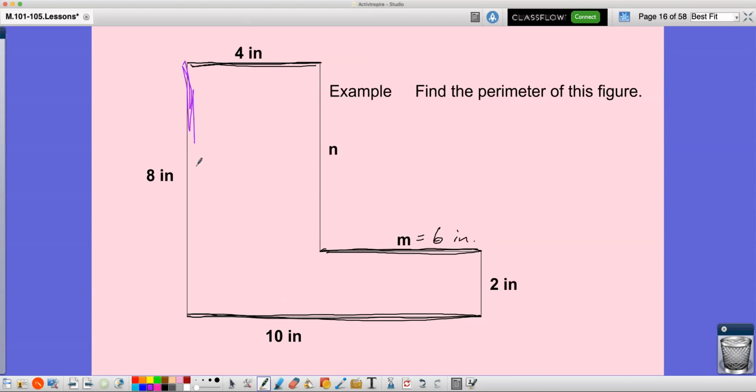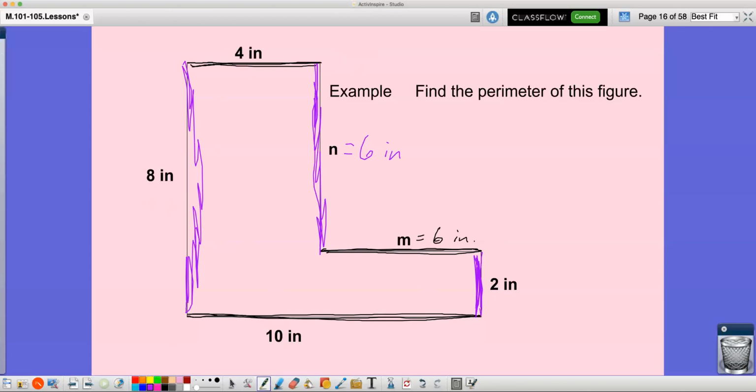For the vertical lines, let me just pick a different color here. Let's say I've got to do this 8, or subtract from this 2, will equal this N right here. So 8 minus 2 equals 6 inches. So that piece right here is 6 inches. This is 2, that's 10. Now let's try this again.